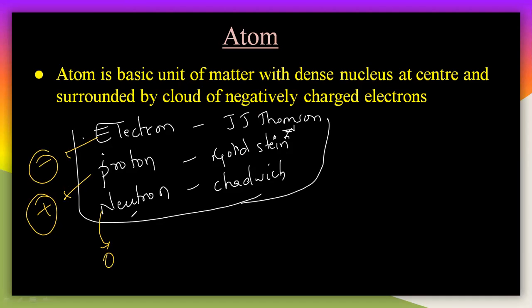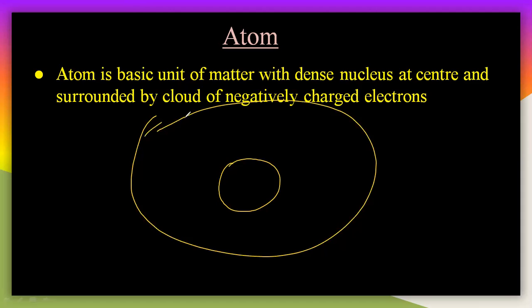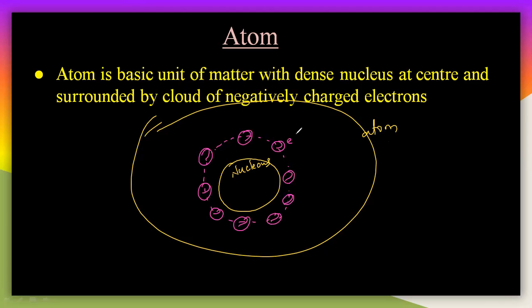So let us understand the electron, proton, and neutron. There is a circular part which is the nucleus, and the atom is circular like this. Let us understand this is the nucleus and this is the atom. Those are orbits like this. Let us take the electrons like this. They are surrounding the nucleus, and they are the negatively charged particles. These are called electrons.